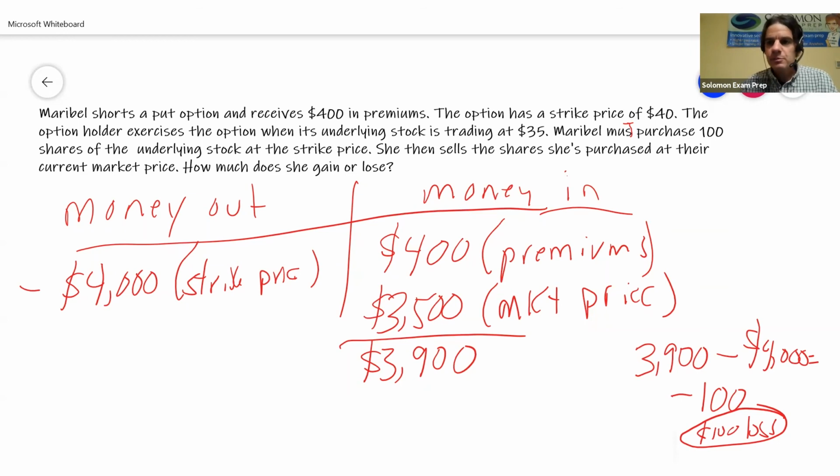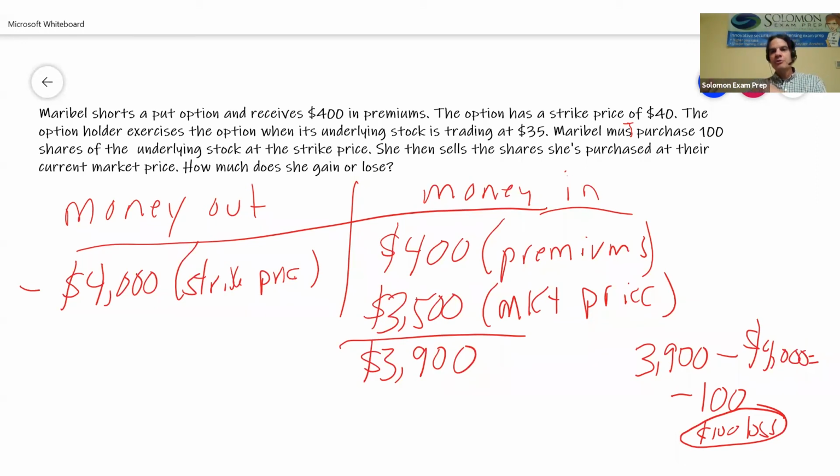Okay, so remember, when you're calculating gains and losses on exercised options, the most important thing is to understand what happens in these transactions. A call option is exercised. That means the option holder is paying the strike price for those underlying securities. He's also already paid the premium to buy the option. Now he can turn around and sell those shares at their current market price. So that'll be money in, the money he takes in when he sells them. The money out will be the strike price and the premium.